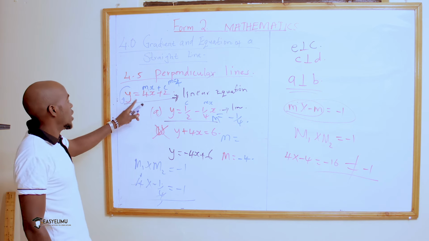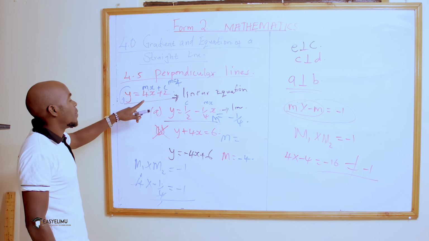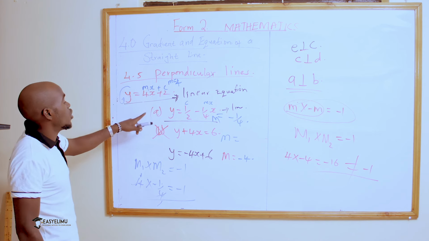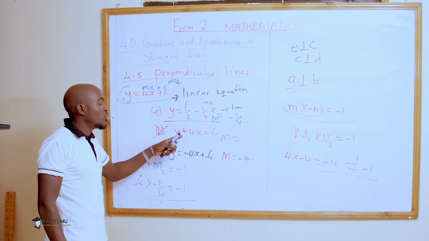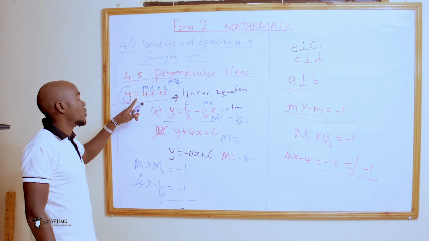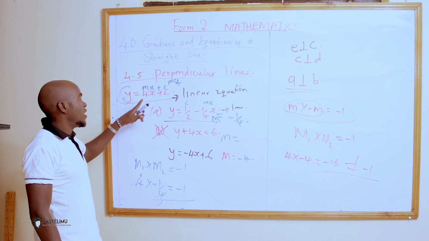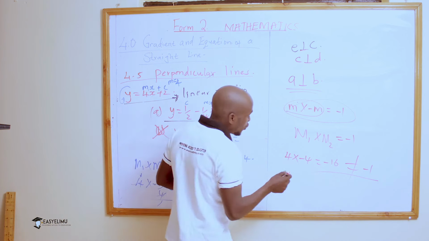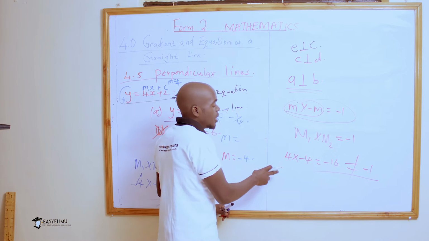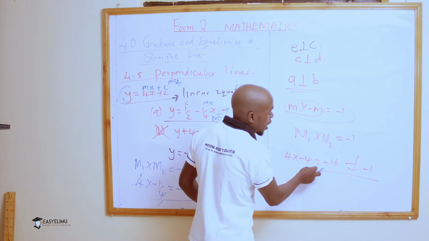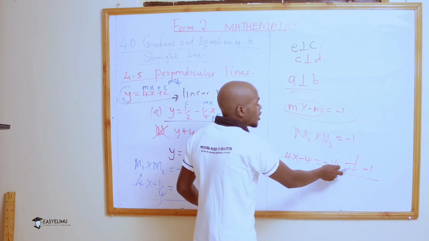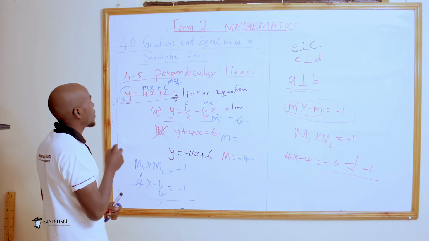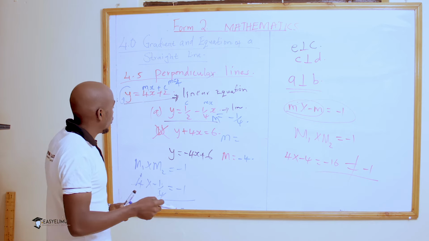So equation A is perpendicular to this equation here. So we can say that this equation is not perpendicular to this equation, but equation A is perpendicular to our equation there. If we compute, we can find that 4 multiplied by -4, we are getting -16, which is not equal to -1, and that means that equation is not perpendicular to our given equation there.